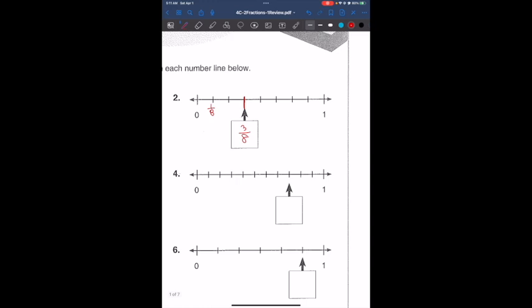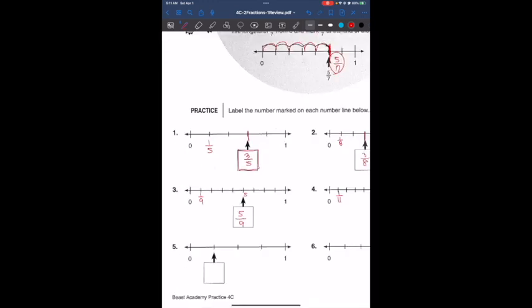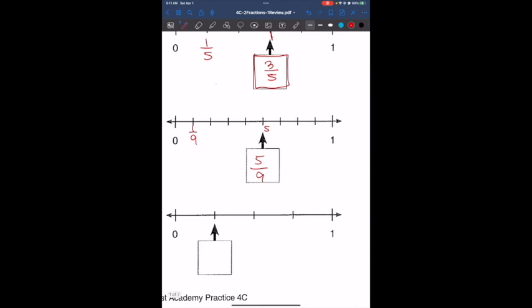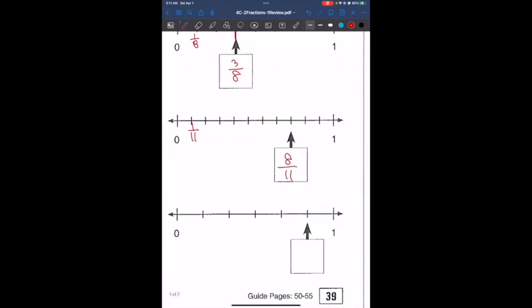And for question number 4, we have 1, 2, 3, 4, 5, 6, 7, 8, 9, 10, 11. So each is going to be worth 1/11. And currently we're on the 8th. So we're going to be 8/11. And here we only have 4 spaces, so each is going to be worth 1/4. And here we have 6 spaces, and we're on the 5th one, so it's going to be 5/6.